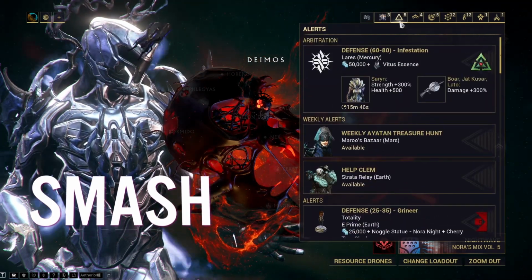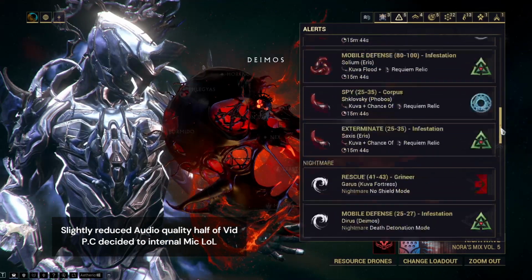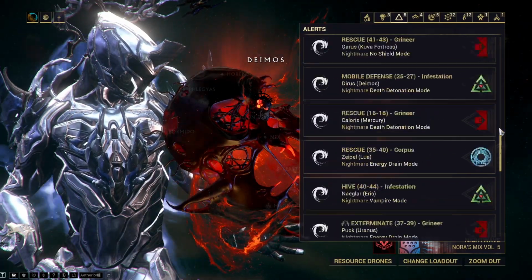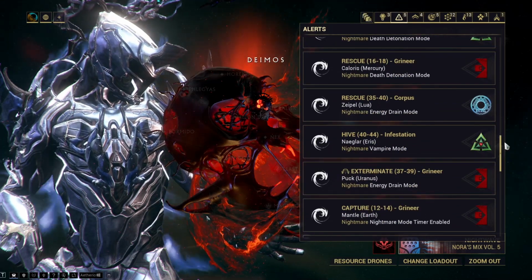Hey guys, just a really quick video from me today. So if you go to the alerts window and scroll down, this is how you can make some platinum. I mean, Hammer Shot nowadays is selling for 100 platinum, and it's in the drop pool of the Nightmare missions.